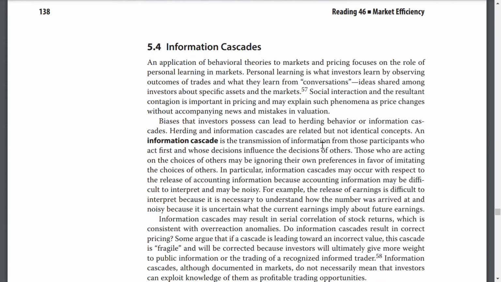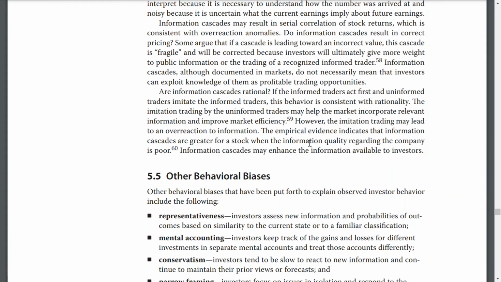Information cascades. Are information cascades rational if informed traders act first and uninformed traders imitate the informed traders? This behavior is consistent with rationality. The imitating by the uninformed traders may help the market incorporate relevant information and improve market efficiency. However, the imitation trading may lead to an overreaction to information. The empirical evidence indicates information cascades are greater for a stock when the information quality regarding the company is poor. Information cascades may enhance the information available to investors.